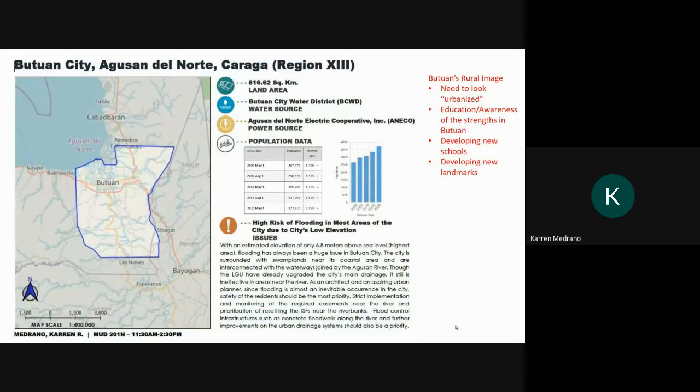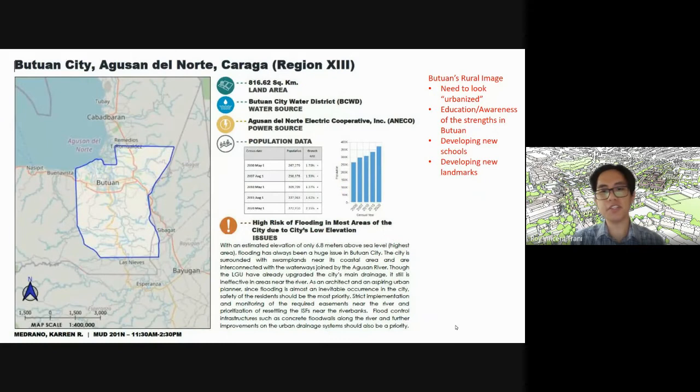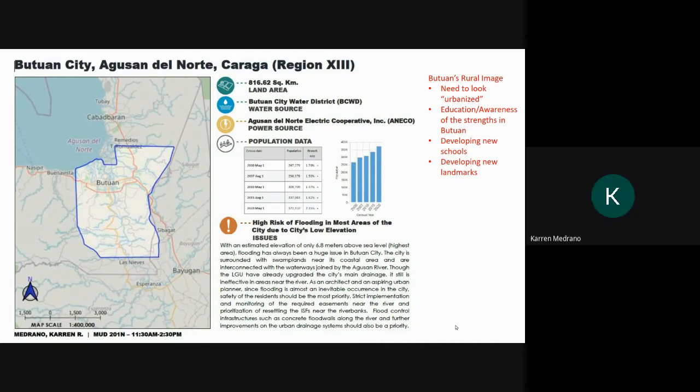Yes, sir. Just a quick question. You're right here. Flooding in most areas of the city due to the city's low elevation. Is it getting treated, or is it getting better? Is nobody doing anything about it? It's actually better than before, sir, but it's still there because of the low elevation.